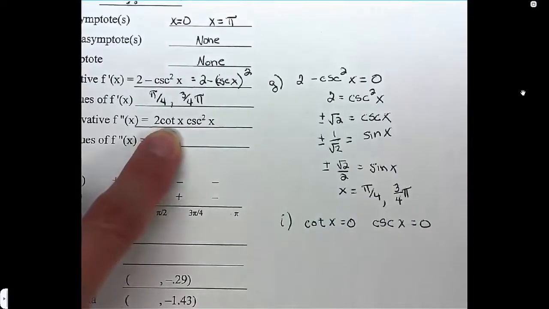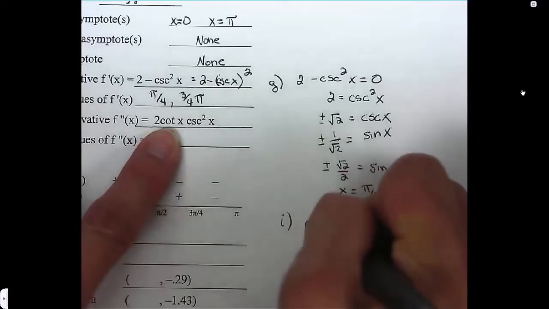Set each factor equal to 0. Where's cotangent 0? Where cosine is 0. Yep, and where is that? Pi over 2. All right.